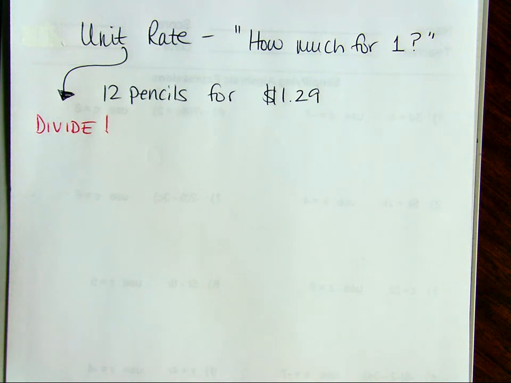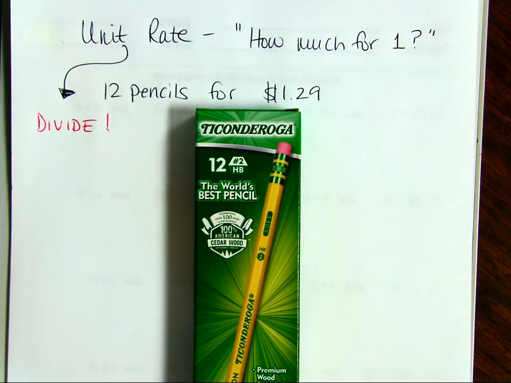So if I give you this box of pencils and you're behind the counter and somebody says to you, I don't need 12 pencils. I know I can get a whole box of them for $1.29, but A, I don't have $1.29, and B, I only need one. Okay? So the main operation for finding the unit rate, how much for one, is to divide.